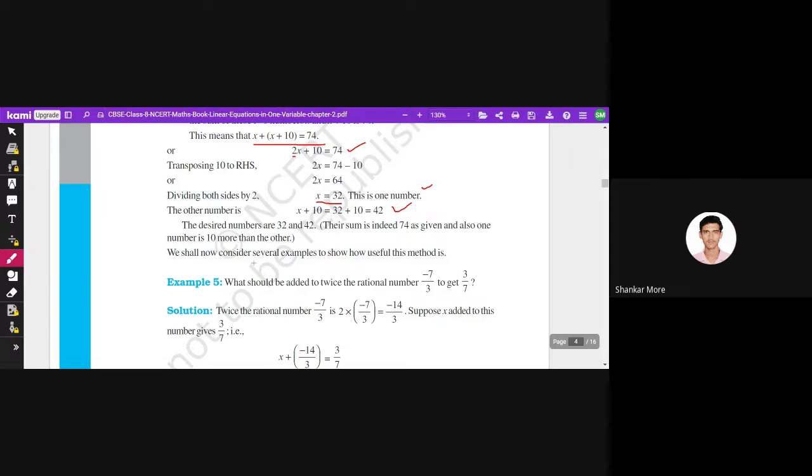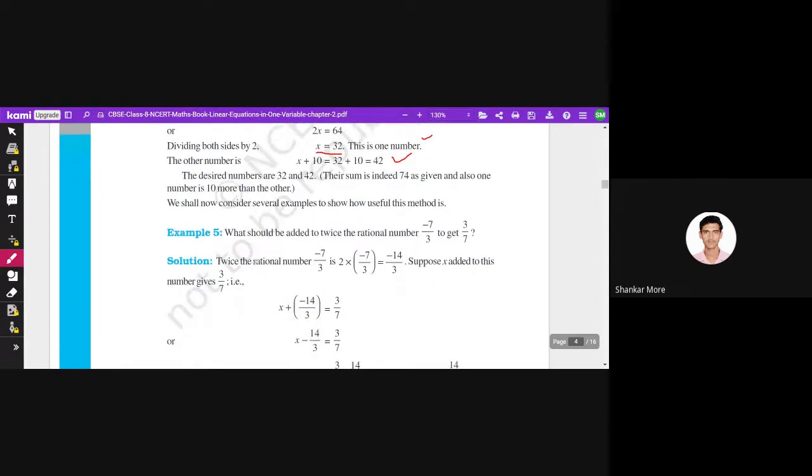We shall now consider several examples to show how useful this method is. Now, what should be added to twice the rational number minus 7 by 3 to get 3 by 7? Now, first thing is, before you jump onto the solution, you need to make sure that you understand the question properly. Okay, you need to read the question twice. Now I'm reading the question again. What should be added to twice the rational number minus 7 by 3 to get 3 by 7?